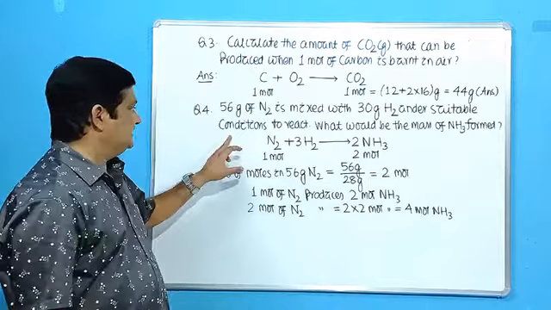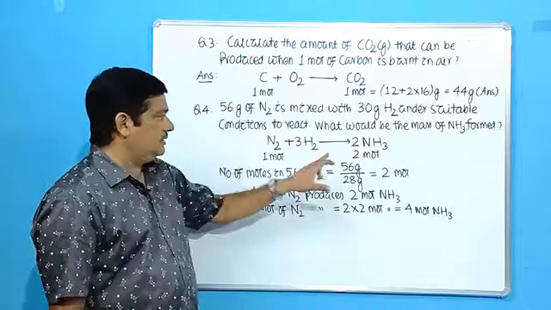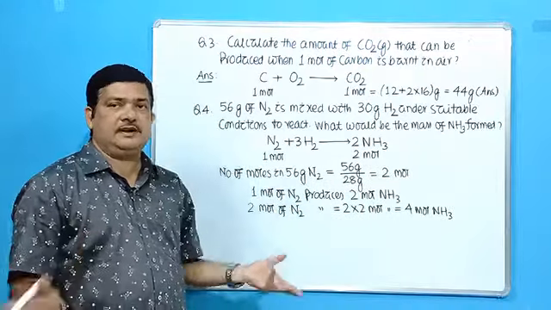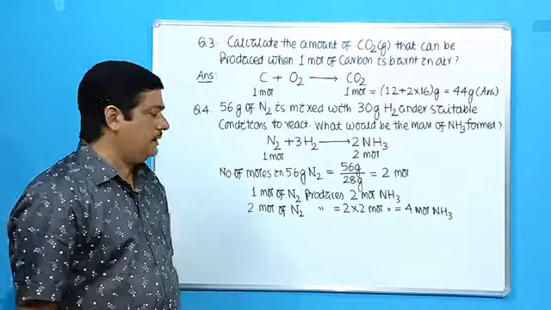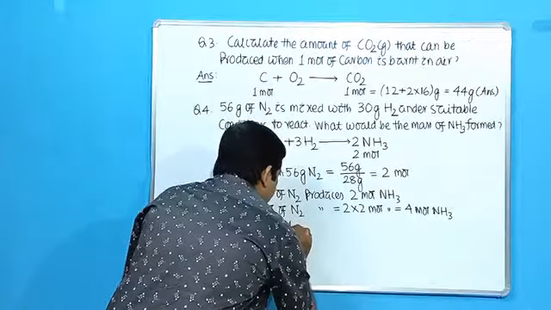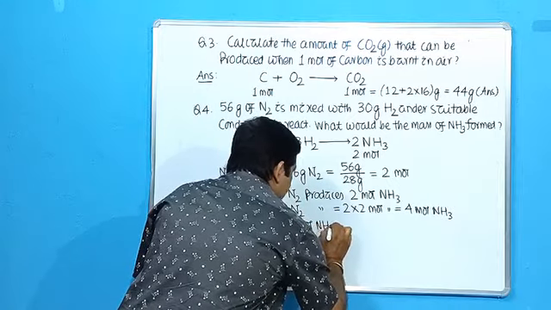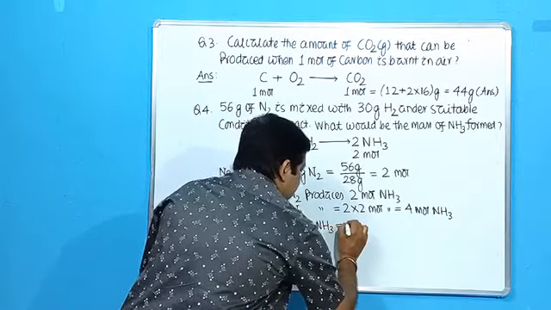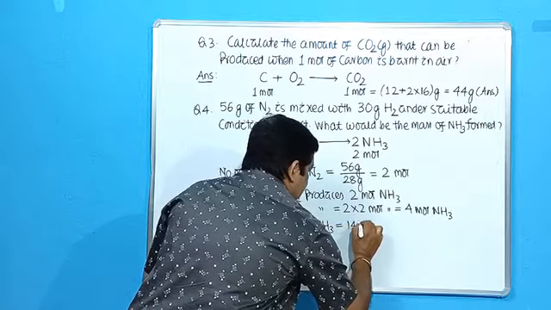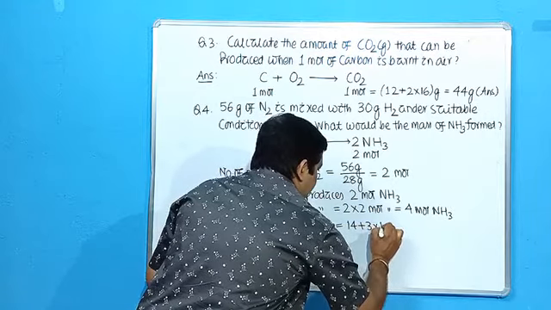Okay. So 56 gram of nitrogen will produce 4 mole of ammonia. We have to find out what is the mass of 4 mole of ammonia. So 1 mole ammonia weighs how much? The molar mass. Nitrogen is 14 plus 3 into 1.